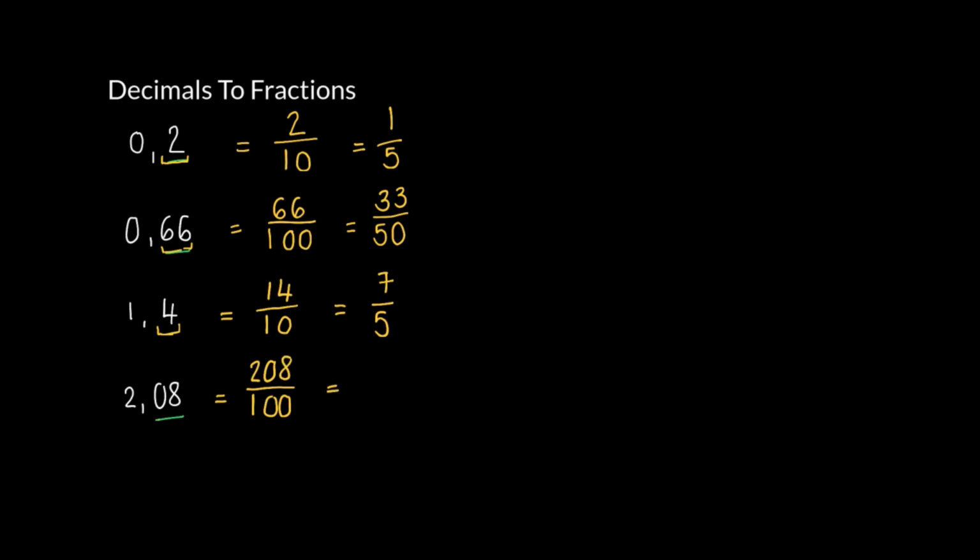And then we can simplify that. I can divide that by 2, and that's going to give me 104 over 50. And I can divide by 2 again. 104 divided by 2 and 50 divided by 2 is going to give me 52 over 25. And this is how we turn decimals into fractions.